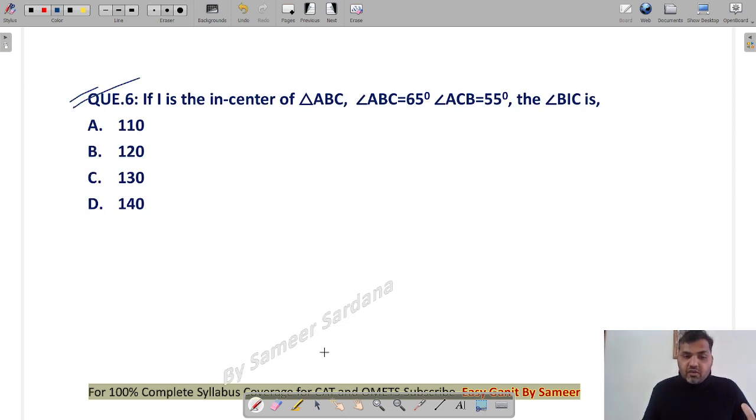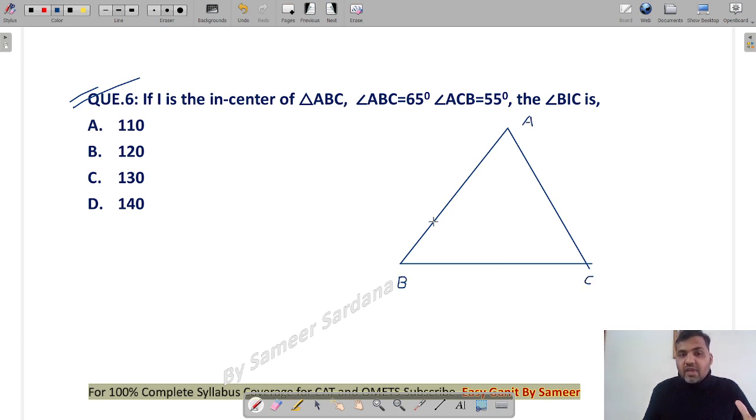Question number 6, guys. If I is the incenter of a triangle ABC, there's some new property that we'll be studying here in this question. Triangle ABC is given to you, right? The value of angle ABC is 65 degree. And the value of angle ACB is 55 degree. I is an incenter. What is an incenter? It is the point of intersection of angle bisectors of a triangle. There are 3 angles. The point of intersection of all 3 angle bisectors will give us the incenter.